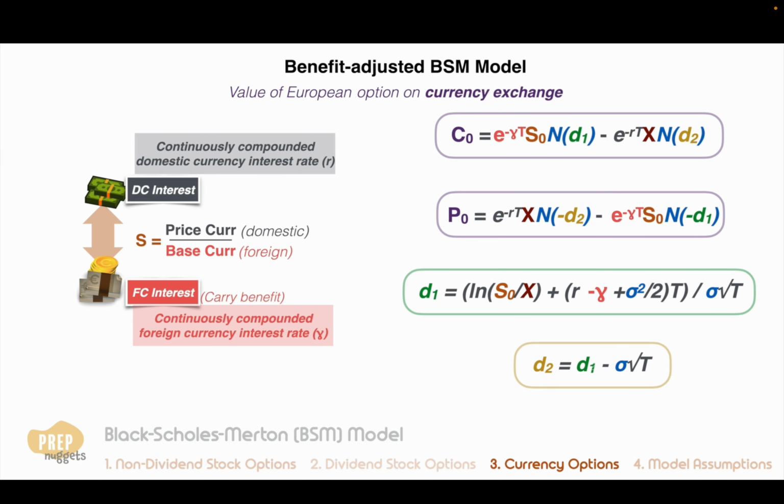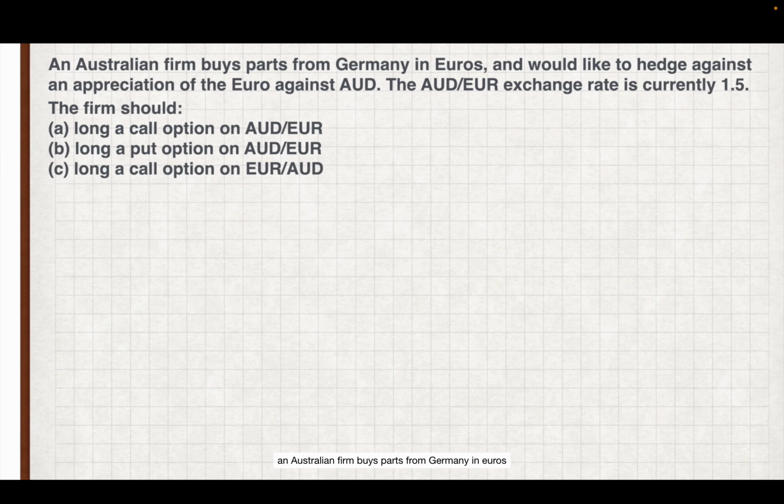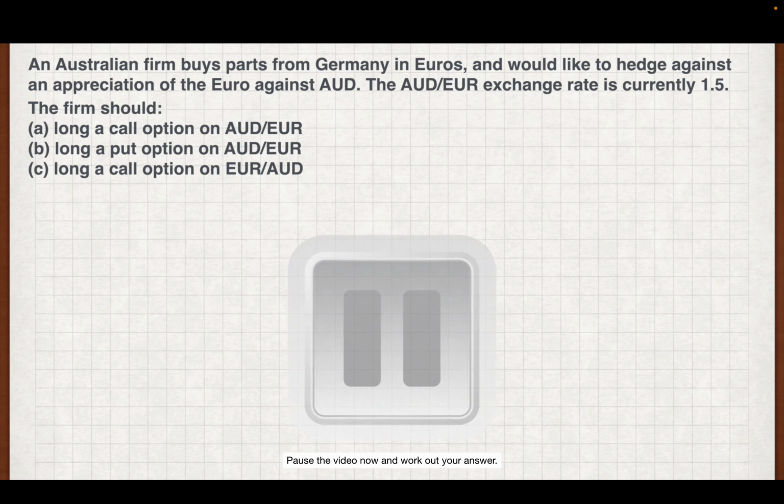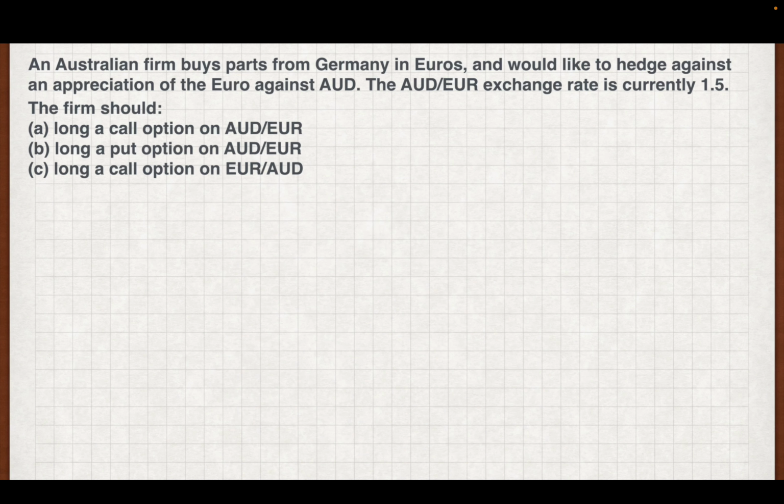Let's practice. An Australian firm buys parts from Germany in euros and would like to hedge against an appreciation of the euro against AUD. The AUD per euro exchange rate is currently 1.5. Should the firm long a call option on AUD/euro, long a put option on AUD/euro, or long a call option on euro/AUD? Pause the video now and work out your answer. And we're back. The correct answer is A.